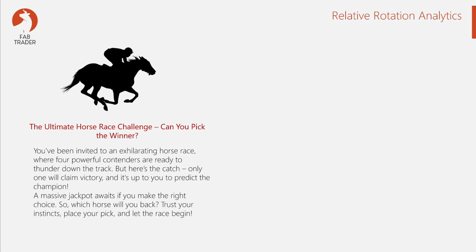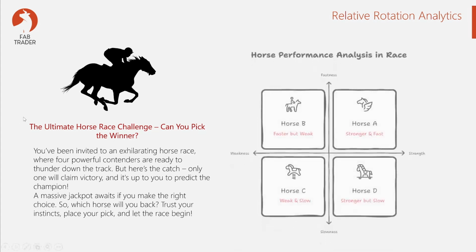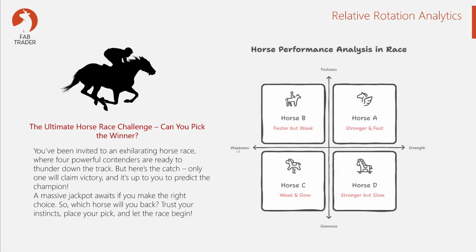Now let's break this down logically and plot it on a chart. The horizontal line represents the strength of the horse. So the positive side is where the horse is stronger, and this is where it is weak. And similarly, the vertical line represents how fast it is. This is the fastness, and this is the slowness. So automatically, you get the picture of where I'm trying to go.